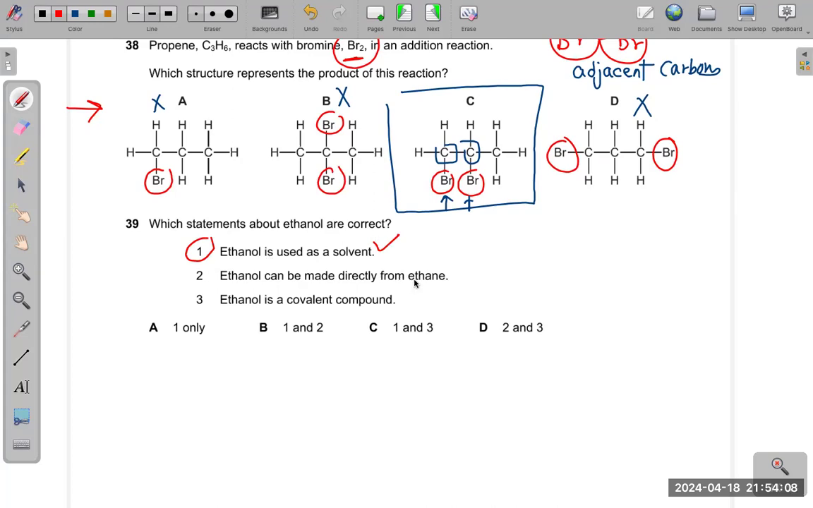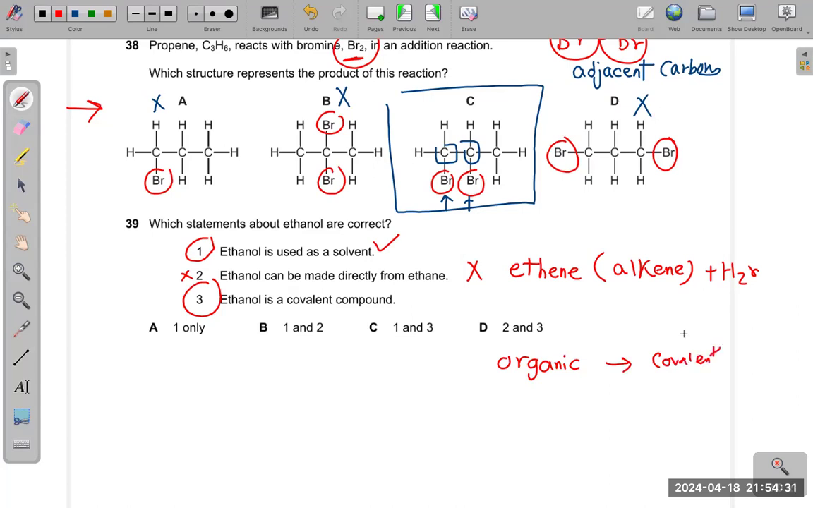Has anyone told us before that ethanol, alcohols, are made from ethene? No, Mister. So what are they made from? From ethene. You can make an alcohol from an alkene by adding water, but not from ethane. So this is wrong. Ethanol is a covalent compound for sure. All organic compounds are covalent compounds. So 1 and 3 only is correct, so C is the answer.